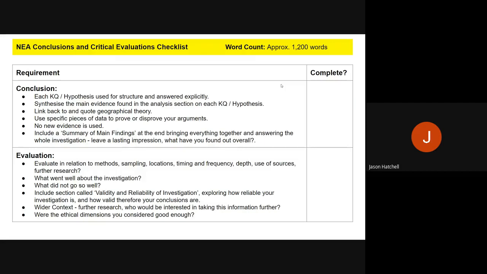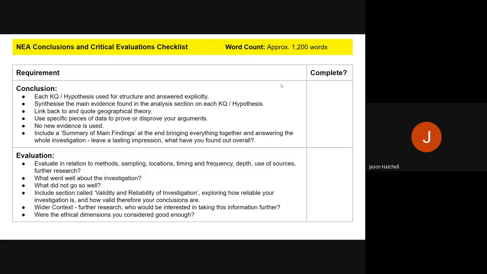So that's your conclusion. Now, evaluation is the part of the NEA that most students find the most difficult. Yet, if you follow some simple structures and guidance, you should be able to achieve high level 3 or level 4 marks in it. So the evaluation is about evaluating the methods, the sampling, the locations you used, the timing and frequency of your methods, the depth you went into, the use of the sources you've used, secondary and primary, and further research you could do. So you're looking at what went well and what you were able to find out reliably and what did not go so well.